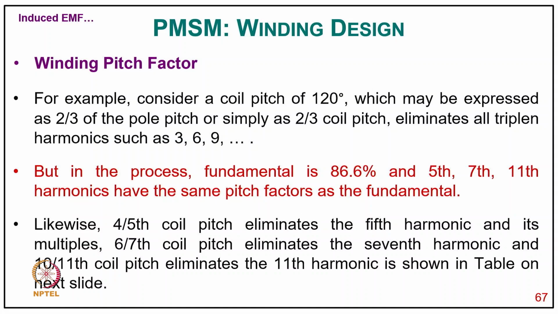equal to 0. So, for example, considering a coil pitch of 120 degrees, which may be expressed as 2/3 of the pole pitch, or simply 2/3 coil pitch, there is elimination of all triplen harmonics such as 3rd, 6th and 9th, but in the process the fundamental is 86.6 percent, and the 5th, 7th, 11th harmonics have the same pitch factor as the fundamental. Likewise, 4/5th coil pitch eliminates the 5th harmonic, 6/7th coil pitch eliminates the 7th harmonic, and 10/11th coil pitch eliminates the 11th harmonic, as shown in the table in the next slide.